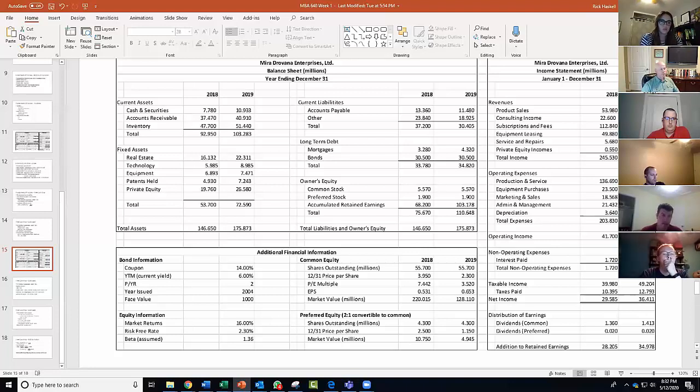By the way, what is the tax rate on EBIT? Carol, do you remember? This is 2019. Anybody can help. Was it the 30? 793.